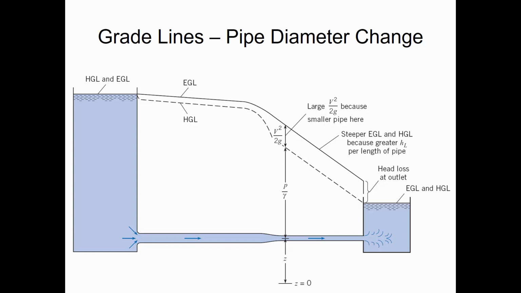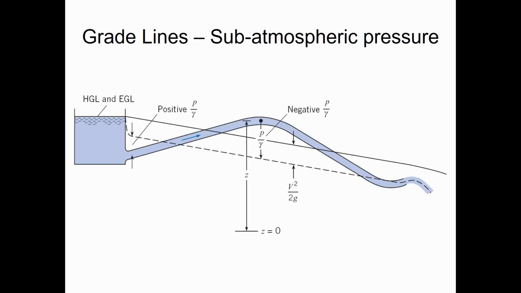So you're losing velocity, but it's not going to be zero because you're still in a pipe. Yeah, so there's a velocity change there, but you're not losing all of the velocity head.